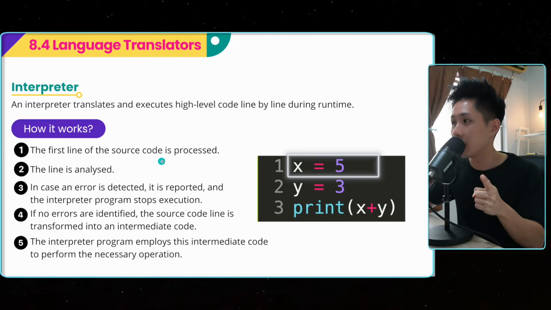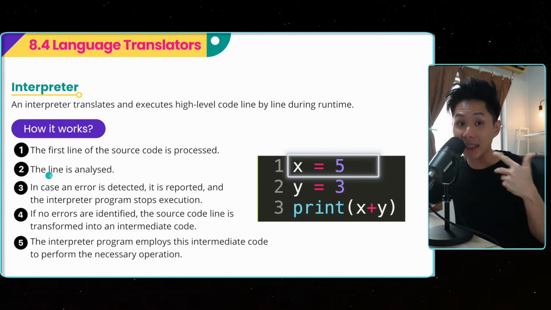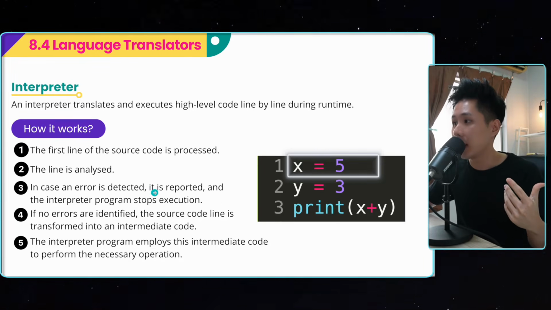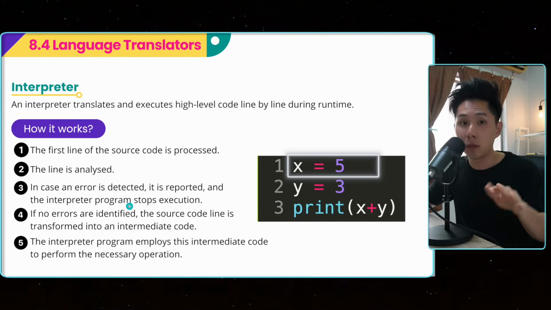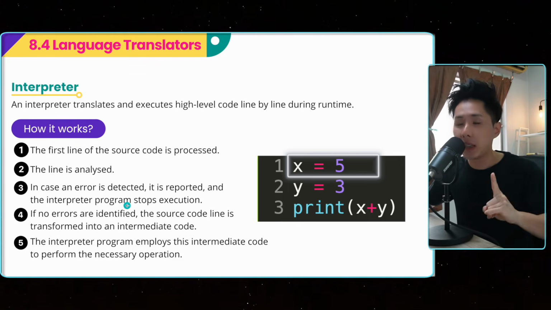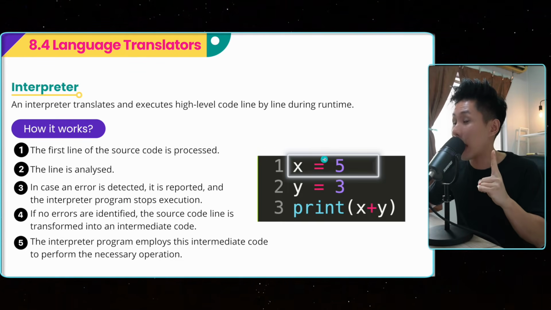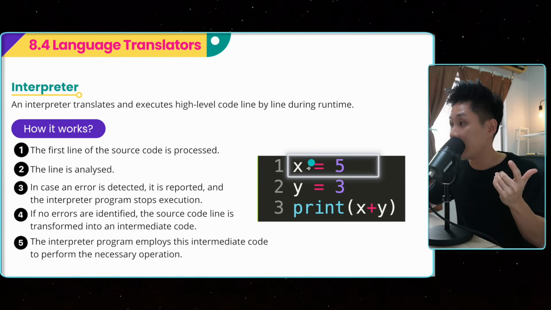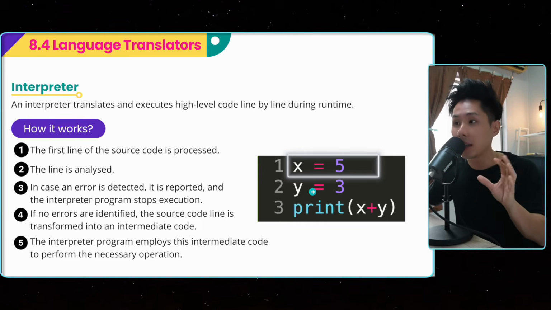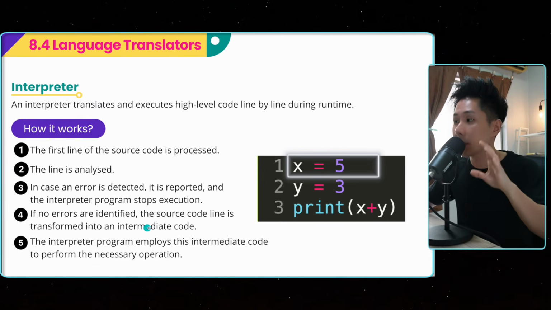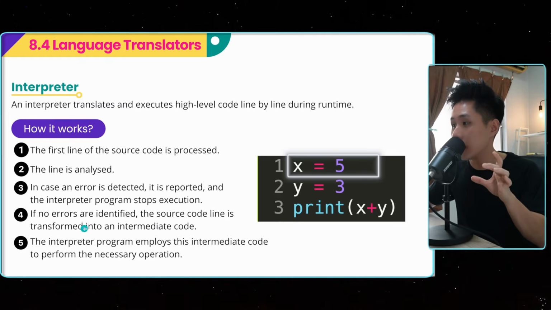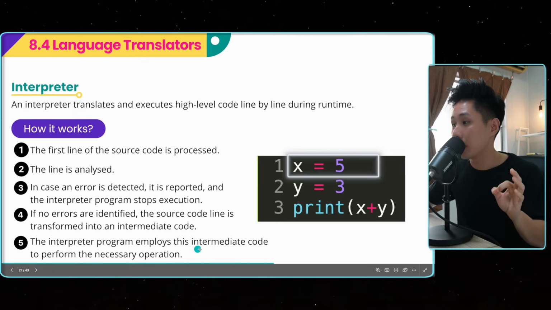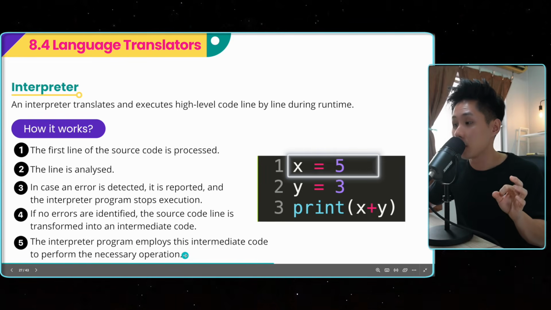The first line of the source code is processed, and then the line is analyzed. In this case, if an error is detected, it is reported and the interpreter program will stop execution, which means if an error happens, line 2 will not be run. If there's an error in line 1, line 2 will not be run because the interpreter will stop it. If there's no error, the source code line is transformed into an intermediate code. So the interpreter program employs this intermediate code to perform the necessary operation.